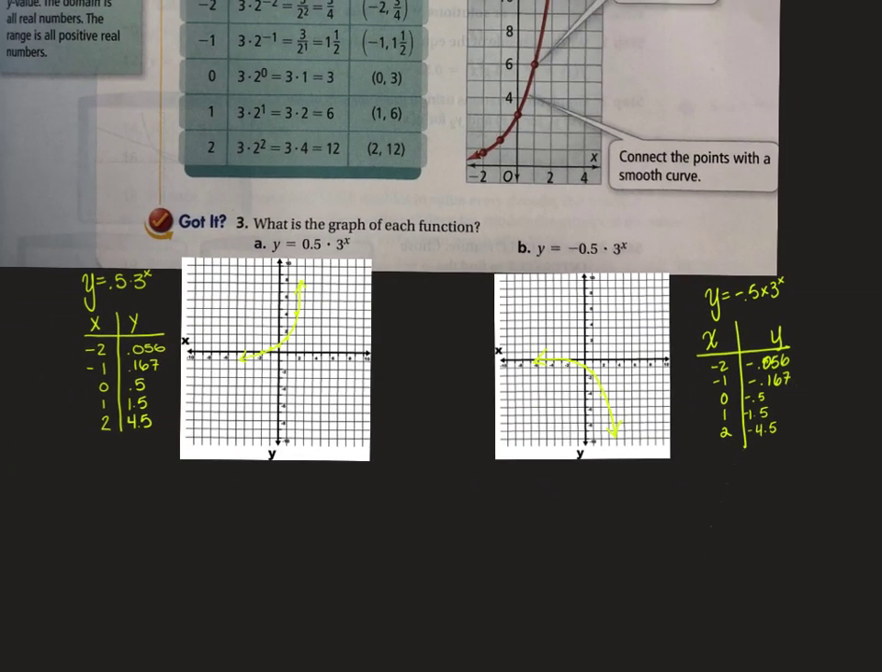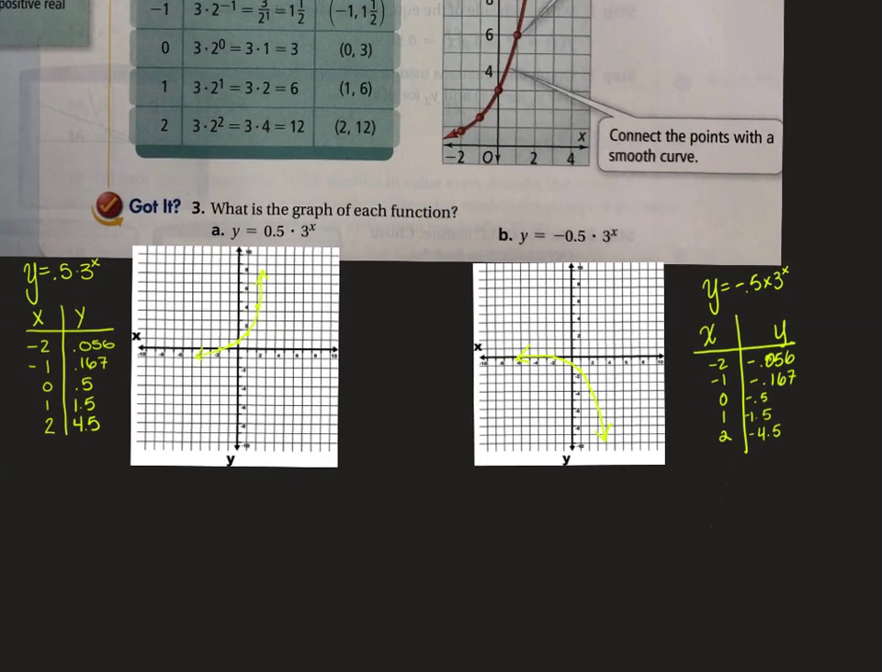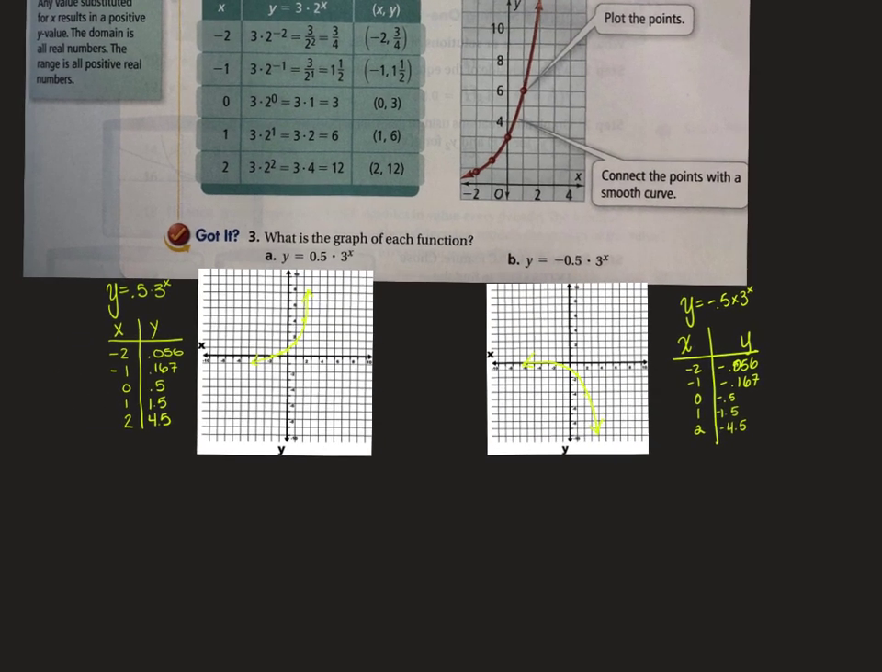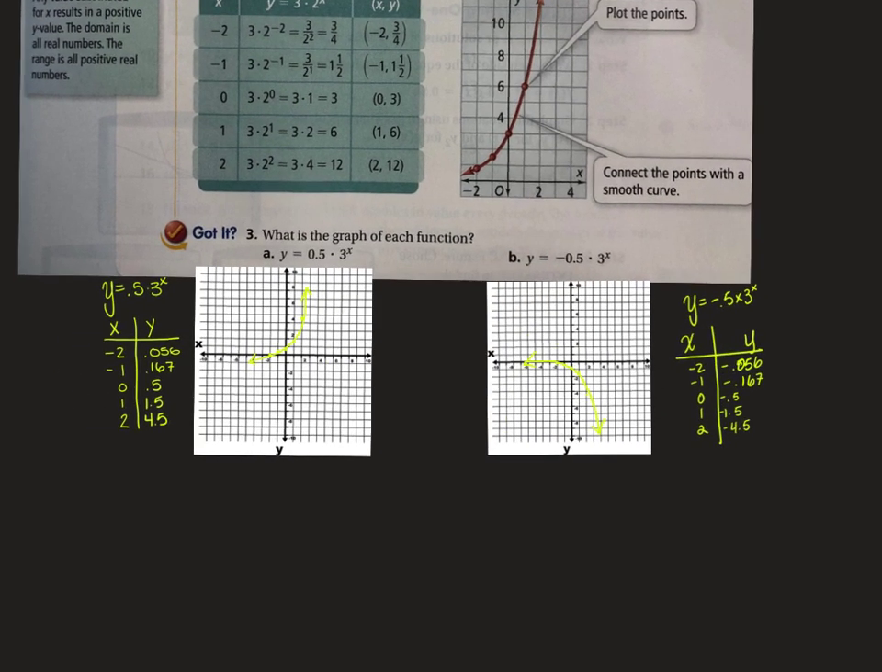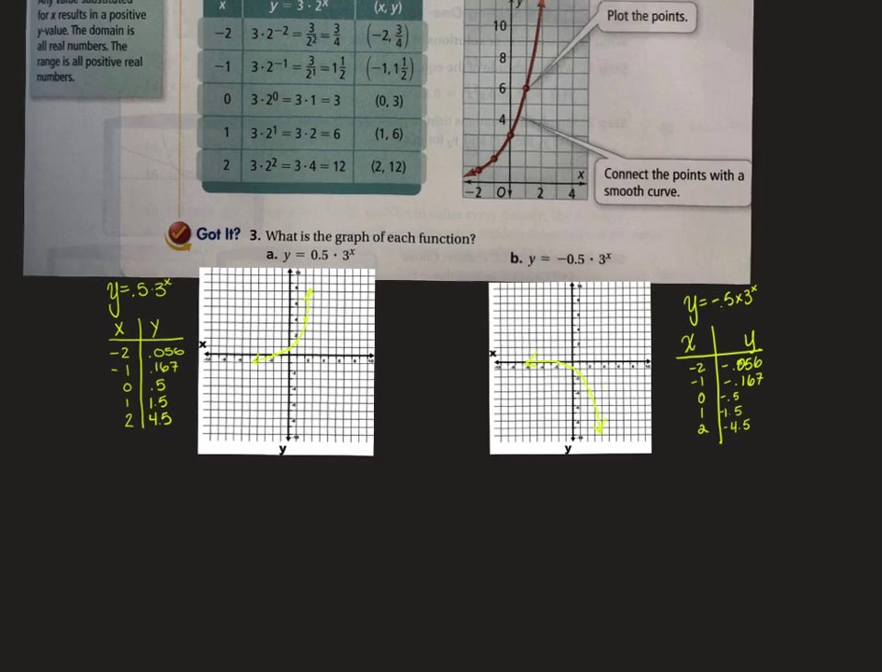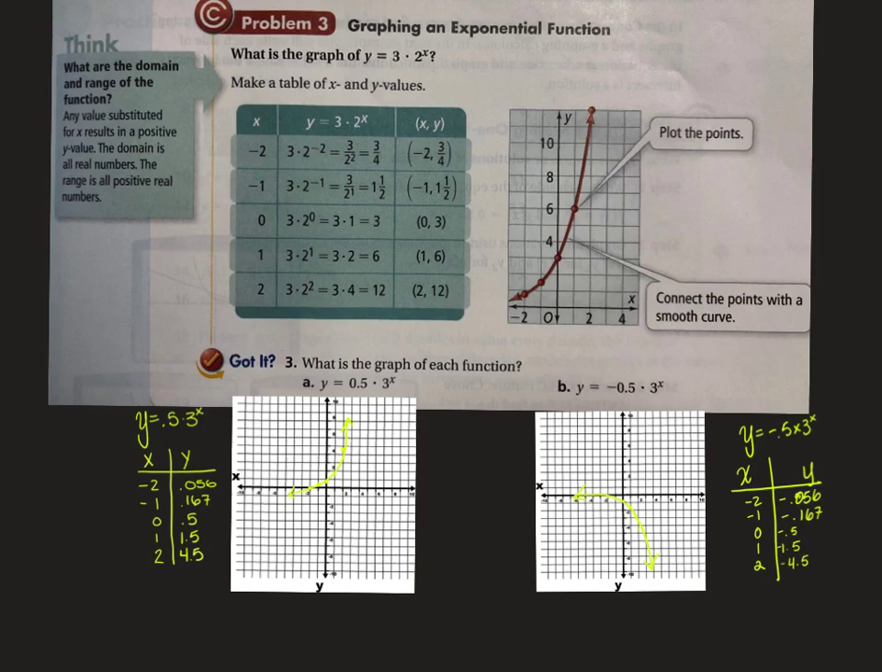So as we look at these two graphs, you'll notice that they are exact opposites of each other. One is going up while the other is going down. So they are a direct reflection of each other. One is going up, which is this positive one, and the other is going down.